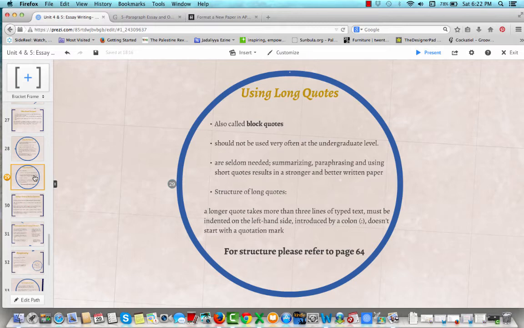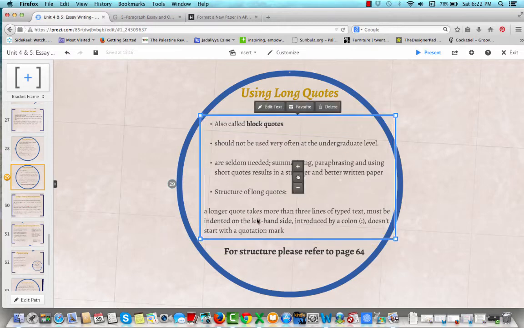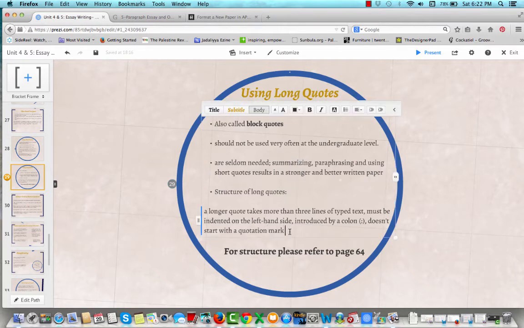Alright guys, it takes more than 3 lines of typed text. It must be indented on the left hand side and doesn't start with a quotation mark. So guys, remember these? Yep, these are the quotation marks. Remember the double and then you have the single over here.